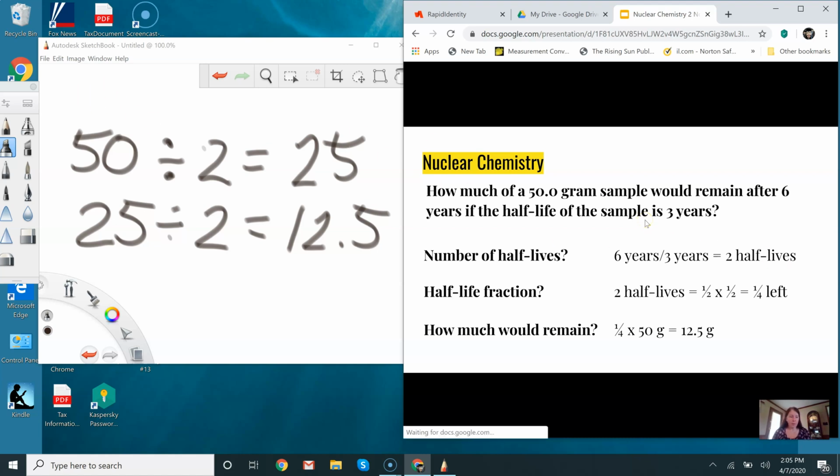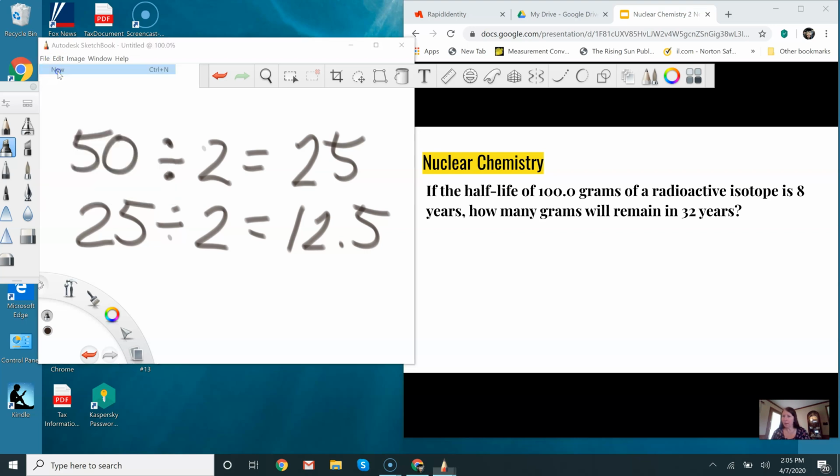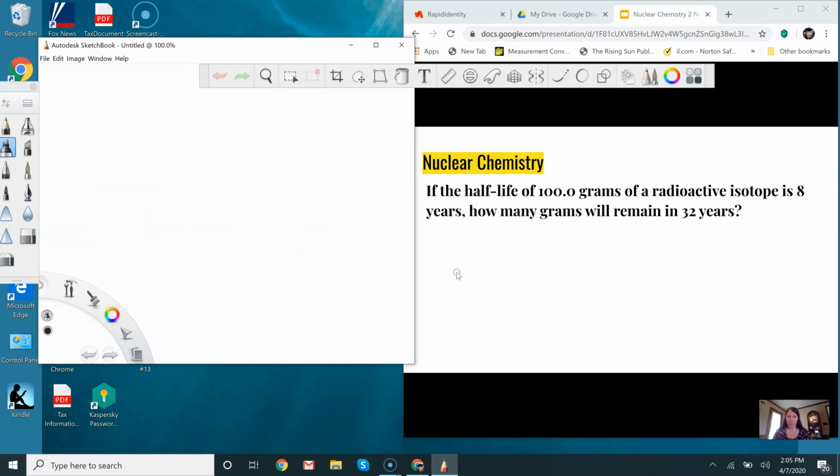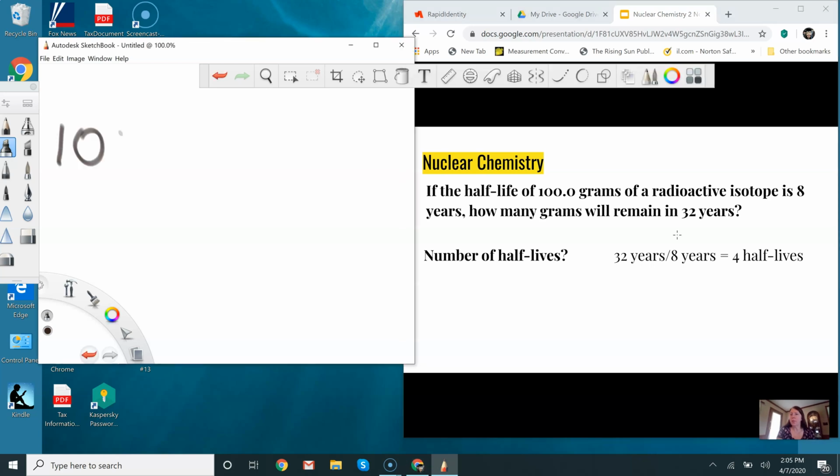Let me click over to the next one. We'll do it really quickly and then call it a day. If the half-life of 100 grams is 8 years, how much will remain in 32? We figured out that you take your total time and divide it by the half-life time, and you wind up with 4 half-lives. So if we're starting with 100 grams, we're going to have to divide it by 2 4 times. So we're going to do it this way.